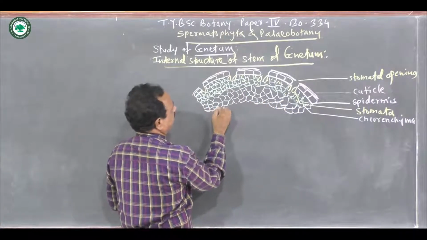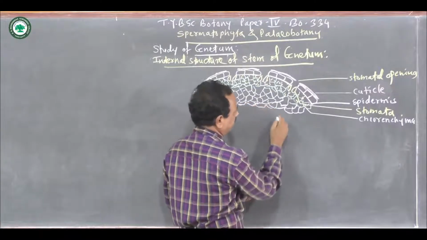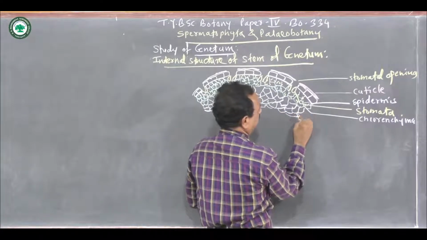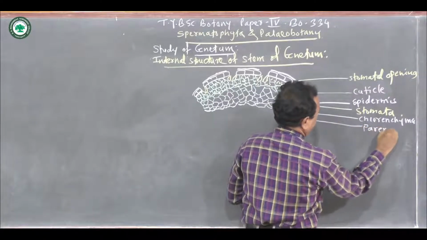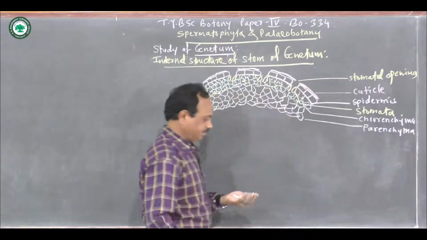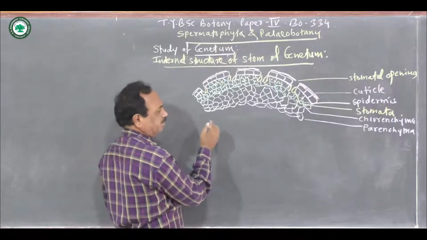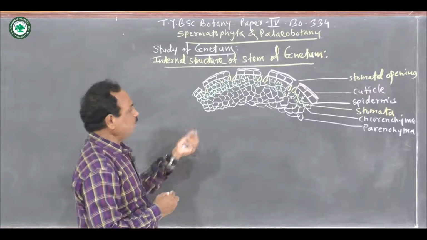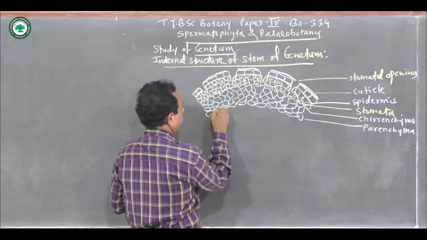So thus here, this tissue or this layer is known as the parenchyma. So this is the parenchymatous cortex. So this is the parenchyma. And inner side to this parenchyma, there is a presence of the 2 to 5 layered sclerenchymatous tissue.